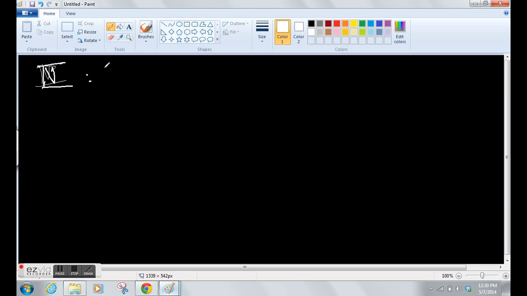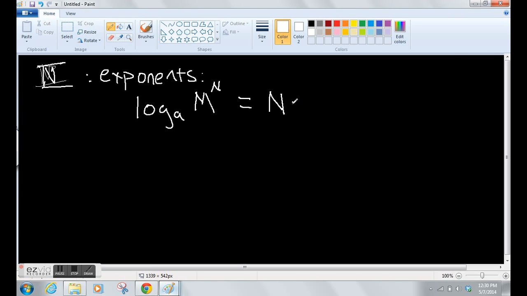Rule 4. It's the exponent rule. Some of you are thinking, exponents? I thought this was the log chapter. Well, you can have logs and exponents. We're that lucky. Log base a of m raised to some number n. So m has an exponent, n. We can rewrite this as n times log base a of m. Basically, you can bring this n down in front.